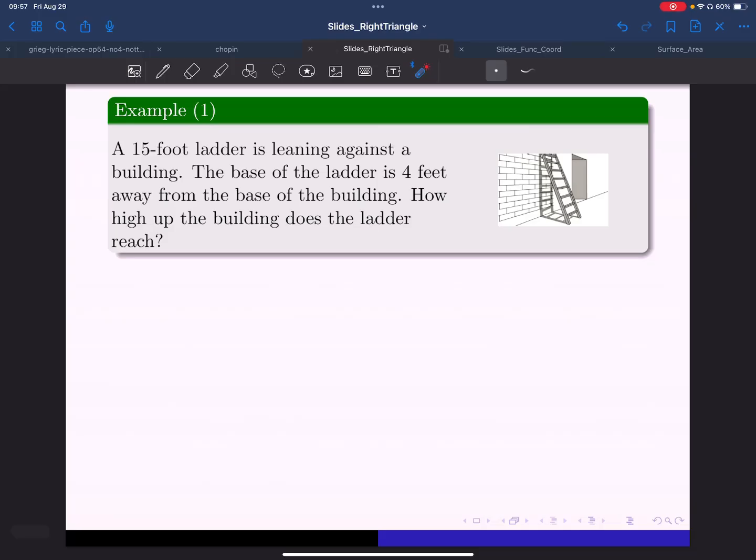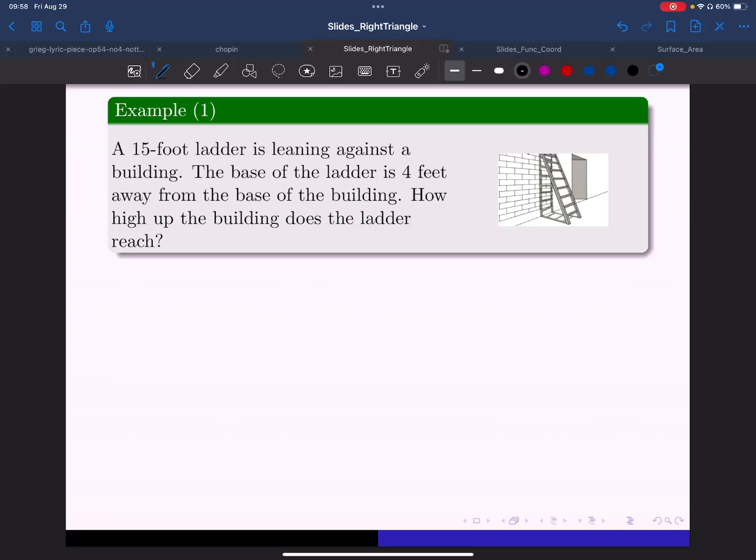So let's see example 1. A 15-foot ladder is leaning against a building. The base of the ladder is 4 feet away from the base of the building. How high up the building does the ladder reach?